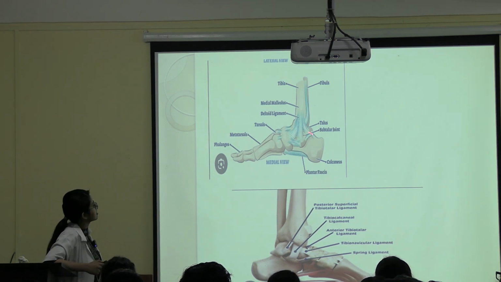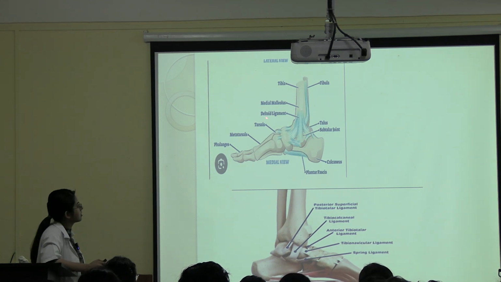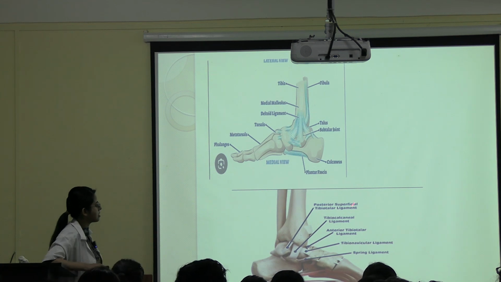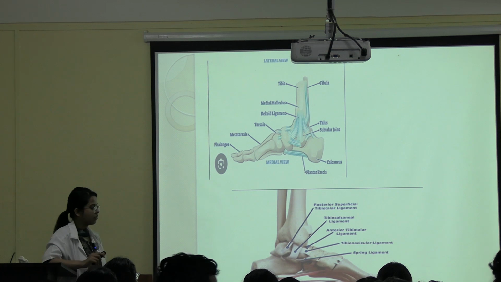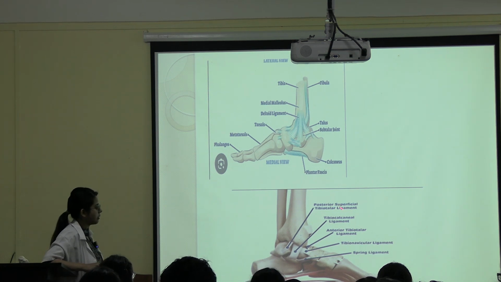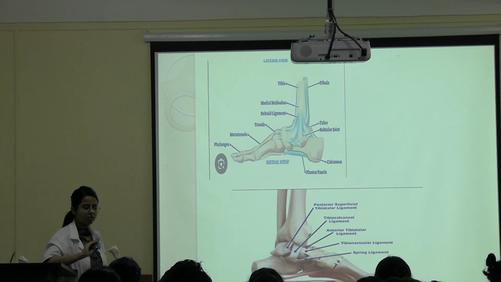As I said, this is the deltoid ligament. It consists of 4 ligaments. What are the ligaments? Posterior superficial tibio-talar ligament. I'm saying anterior tibio-talar ligament. Tibio-talar means connecting tibia to talus. Both anterior and posterior. Simple.